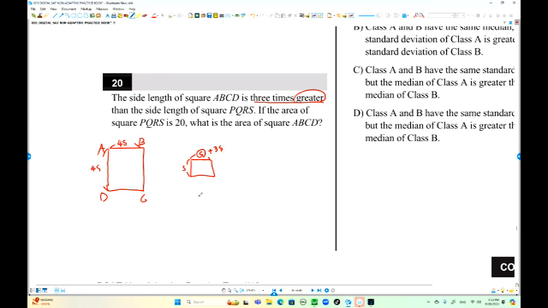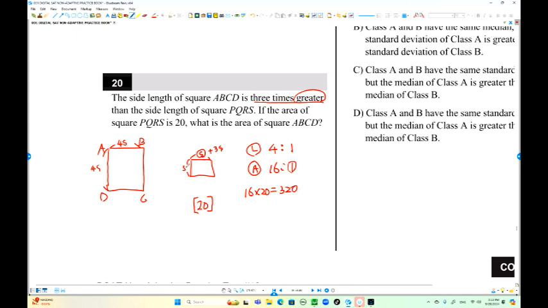The area of square PQRS equals 20. What is the area of the other square? Maybe you can use the ratio of similar figures. Ratio of corresponding sides is 4 to 1, right? Ratio of their areas is the square, okay? 4 squared is 16, and 1 squared is still 1. Actually, the area of this large square is 16 times the area of the small one. If this is 20, 16 times 20 is 320, the area of this large square, right?